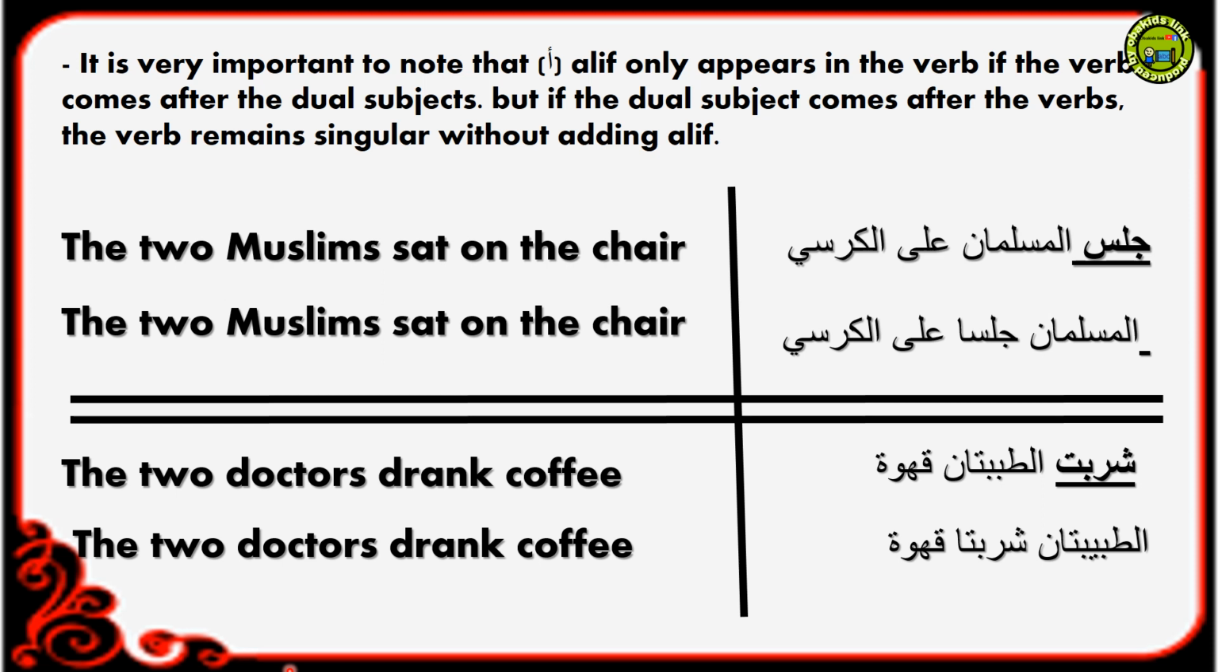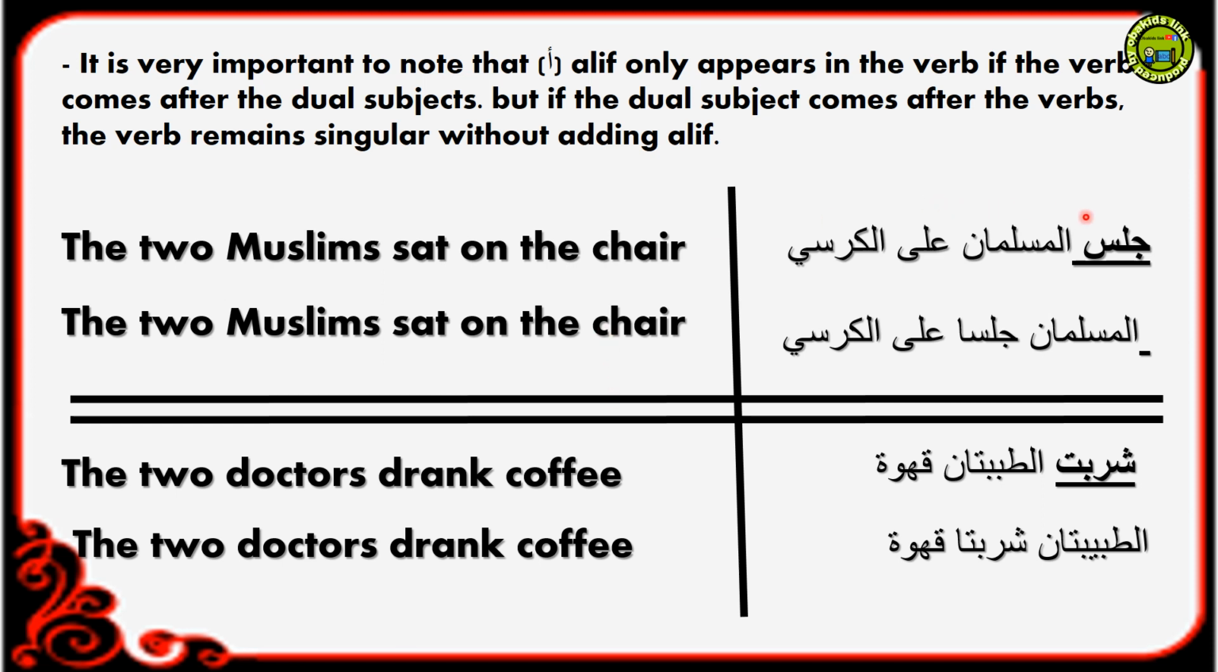Here we have jalasa al-muslimani ala al-kursi. The two Muslims sat on the chair. Al-Muslimani jalasa ala al-kursi. The two Muslims sat on the chair. Sharibat at-tabibatani kahwat. The two doctors drank coffee. At-tabibatani sharibata kahwat. The two doctors drank coffee.